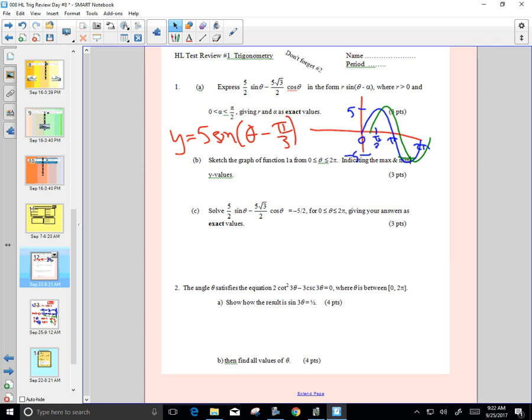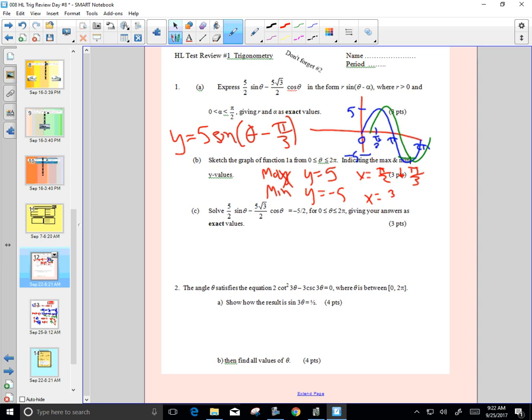But what are they asking us to find for this one? Max and min. So where does the max occur at? Y equal to 5. And what is the min going to be at? Y equal to negative 5. Are they asking for the x values of those? Whew, good. If they did, all it would be pi over 2 plus pi over 3. Here it would be 3 pi over 2 plus pi over 3. If you had to do it, that's what you would do.